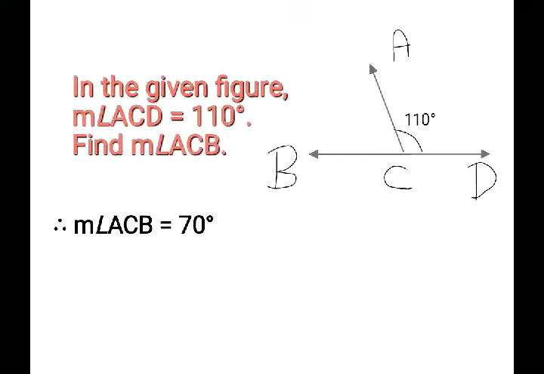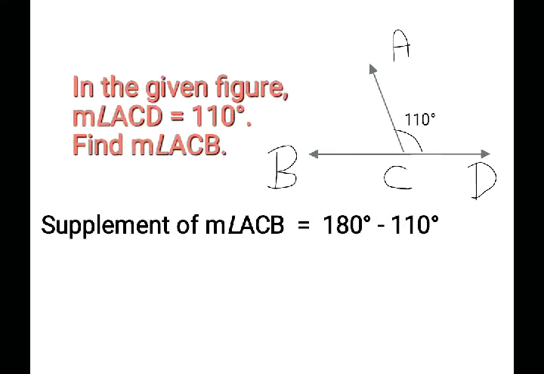Now we will do second method. Second method is very short and very simple. In the given figure of supplementary pair, you have to find measure angle ACB. You can use the formula: supplement of measure angle ACB is equal to 180 degree minus 110 degree.